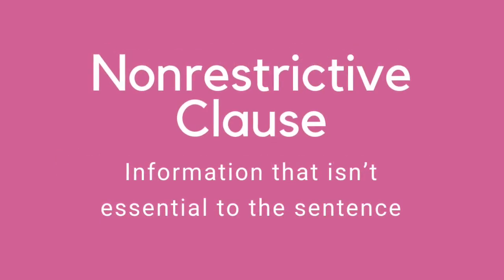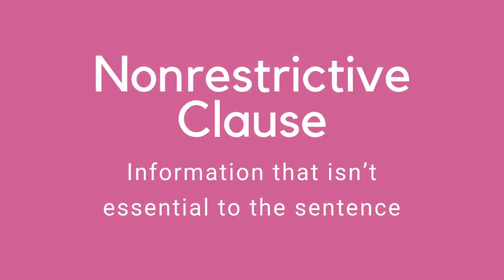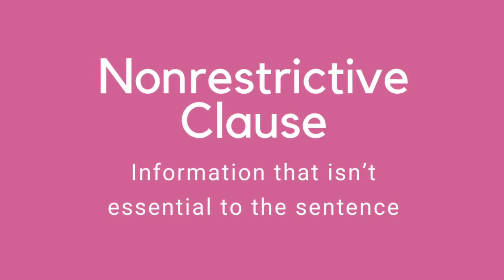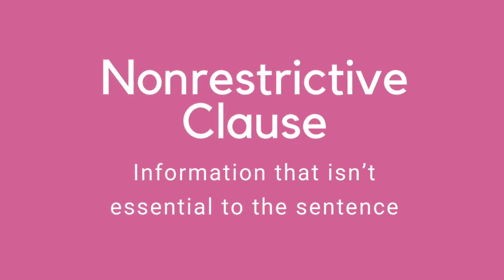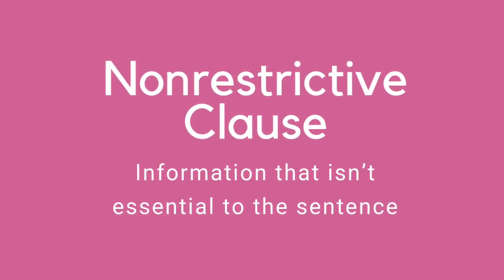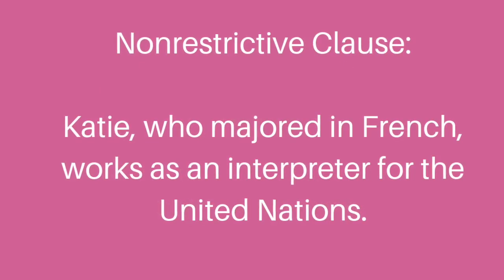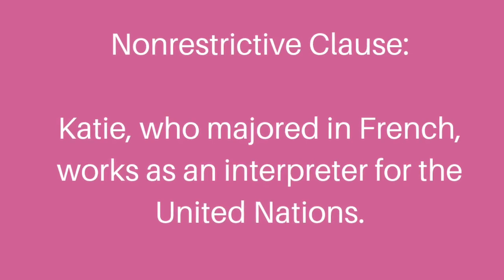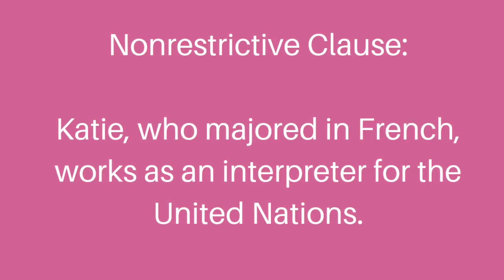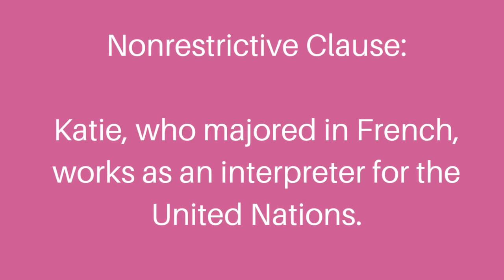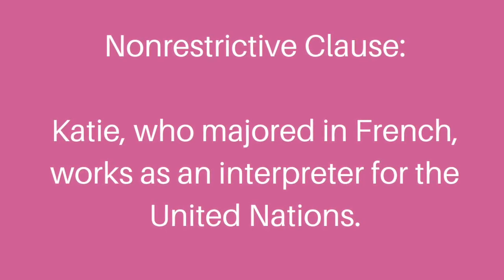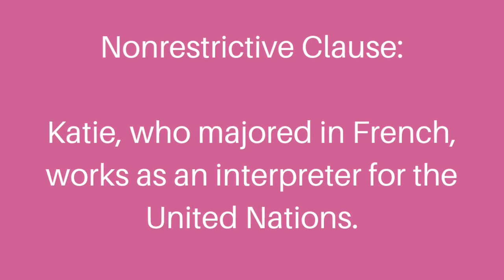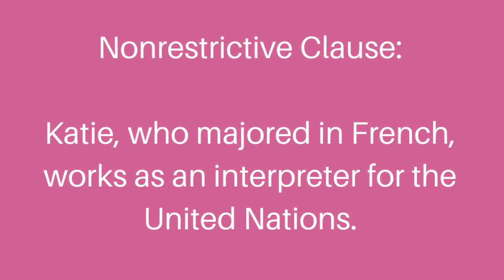Now, a non-restrictive clause is a little bit different. It's not essential to the sentence. Now, sometimes we see it with the word who. So I'll show you an example where we could still, like the previous example, take that extra information out. So we have another Katie sentence. "Katie, who majored in French, works as an interpreter for the United Nations." So we don't actually need to know that she majored in French. Like, it's nice to know that, but we could take that part out and the sentence is still correct. And so in this case, it's a non-restrictive clause. It's not restricting the sentence. We don't need it. So that's why we put it in between 2 commas.